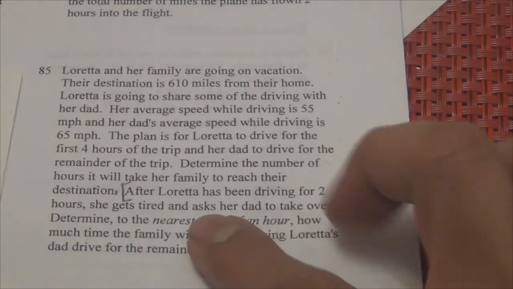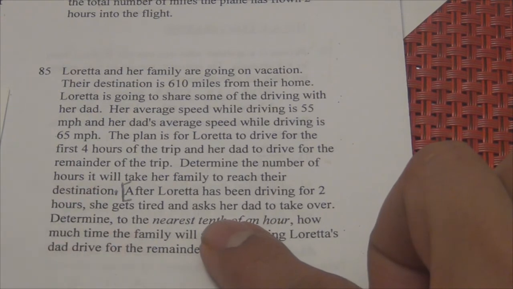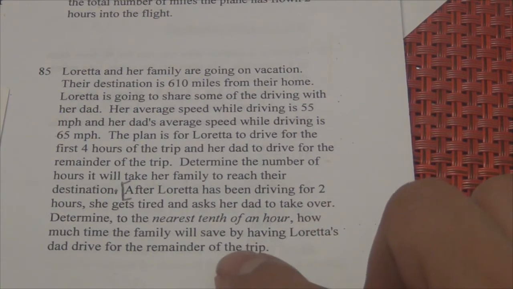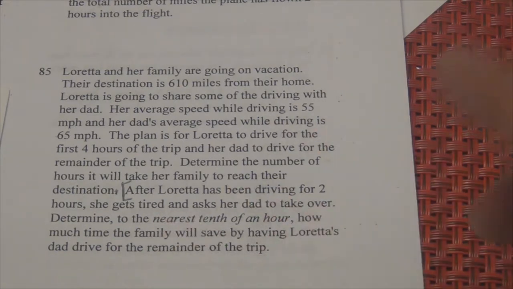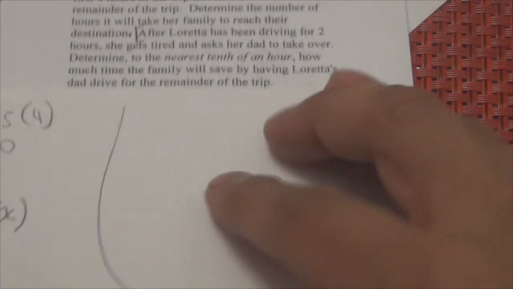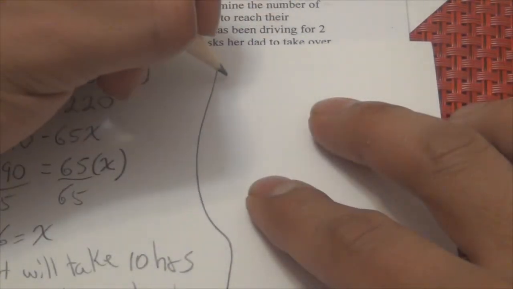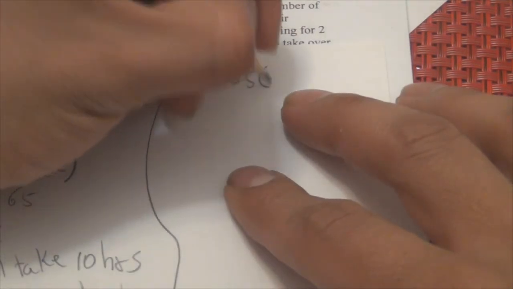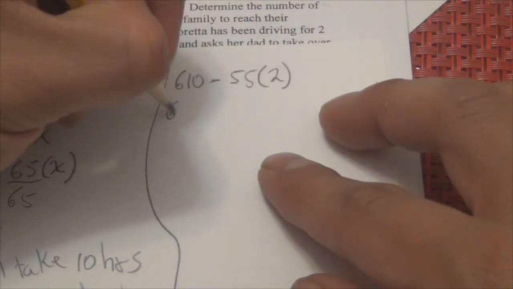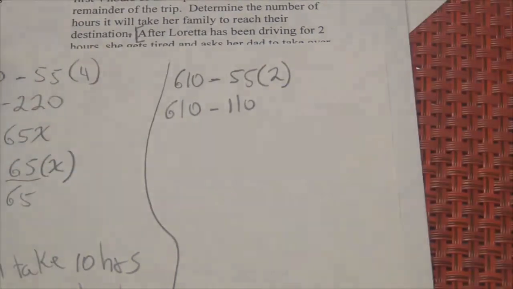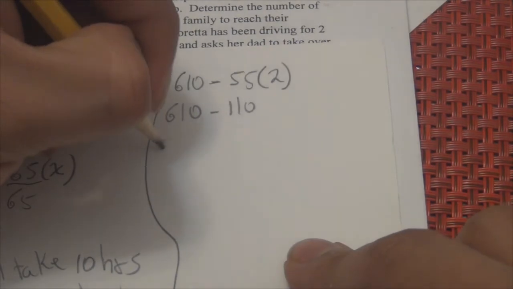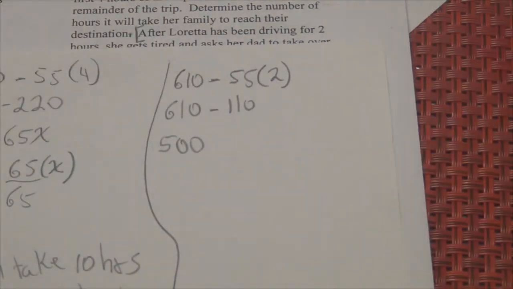Let's see what's going on. After Loretta has been driving for 2 hours, she gets tired and says, "Daddy, come on, take over." Now how much time will the family save by having her dad drive for the remainder of the trip? Let's compare. Of the 610 miles, Loretta is only going to help for 2 hours. So she drives 110 miles. 610 minus 110 is 500. That means Daddy has 500 miles left to drive.